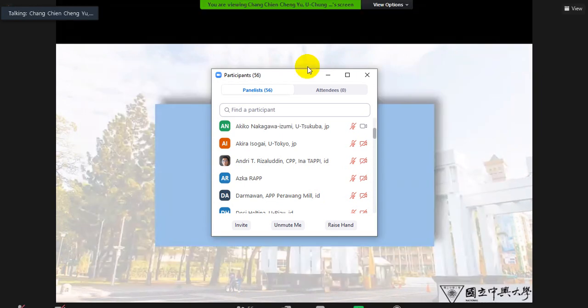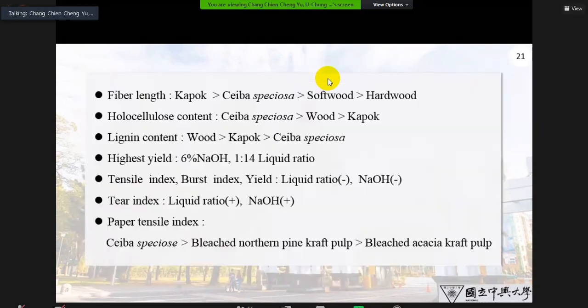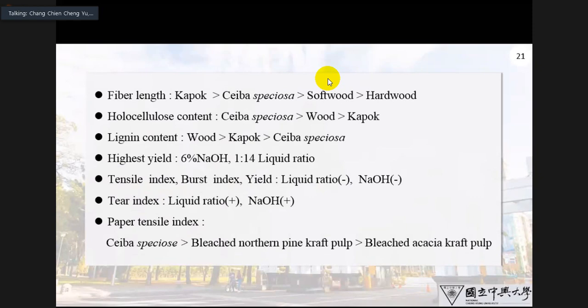Now, I would like to recap the main point. For fiber type analysis, the results show that the fiber length of Sebastopia is longer than the wood, while it is shorter than carpac. For the chemical composition, the holocellulose content of Sebastopia is higher than that of wood and carpac, while lignin content is lower than that of wood.